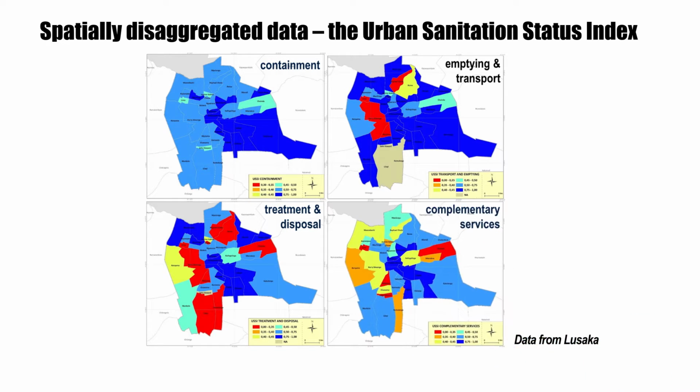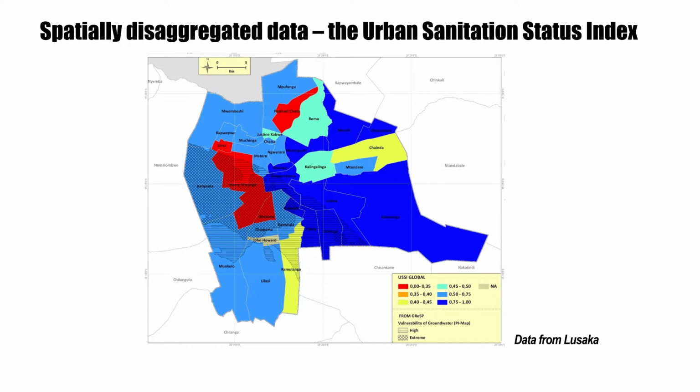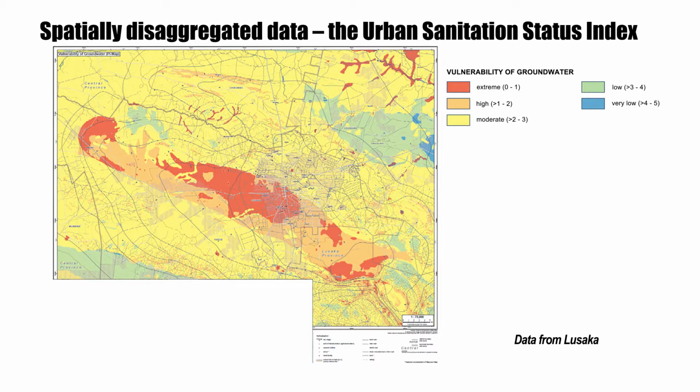In addition, it includes complementary services such as drainage and solid waste management, which are intimately linked with sanitation outcomes. These subsets are aggregated using an algorithm based on expert opinions of the relative importance of pairs of factors or indicators to calculate an overall sanitation status index by neighbourhood, ranging from 0 for very poor sanitation to 1 for very good sanitation. In this case, an extra layer of information on groundwater vulnerability was added, as about half the city's water is abstracted from aquifers beneath the city.